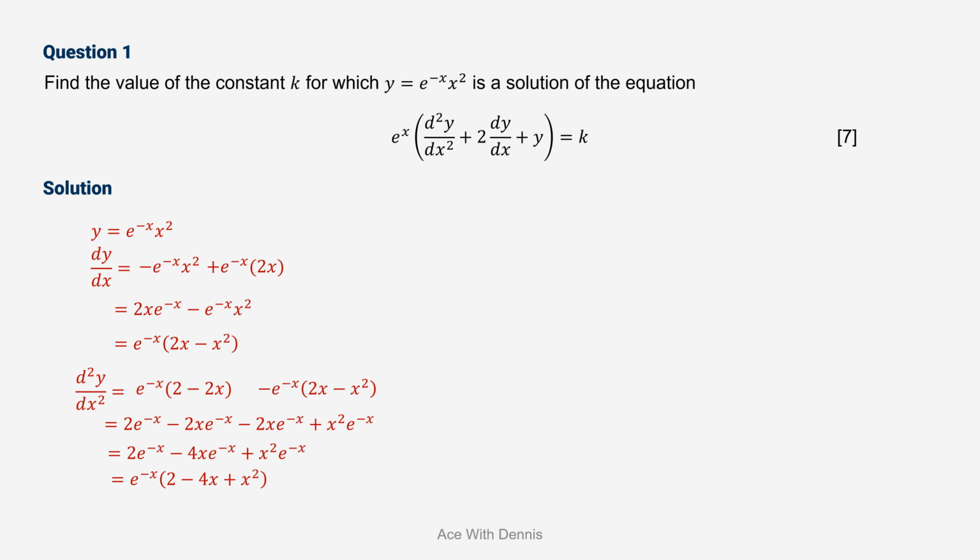Alright, so once we get dy over dx and d squared y over dx squared, we can substitute these two into this equation, and we'll get e to the power of x, then open brackets, copy the d squared y over dx squared, which is e to the power of negative x times 2 minus 4x plus x squared, and then plus 2, and substitute the dy over dx, it becomes e to the power of negative x times 2x minus x squared, and then y is e to the power of negative x times x squared. Then close the bracket, equals k.